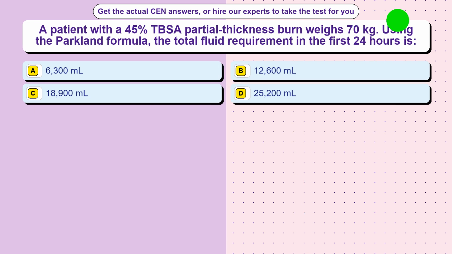Question 26. A patient with a 45% TBSA partial thickness burn weighs 70 kilograms. Using the Parkland formula, the total fluid requirement in the first 24 hours is: Option A, 6,300 ml. Option B, 12,600 ml. Option C, 18,900 ml. Option D, 25,200 ml.